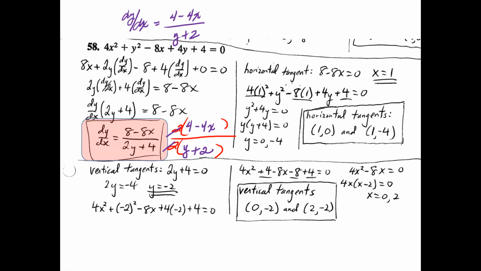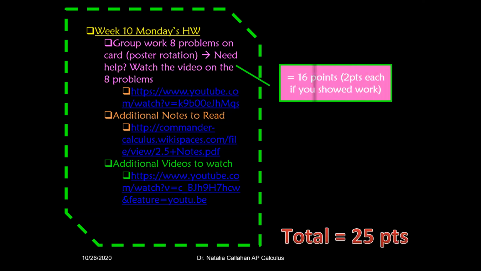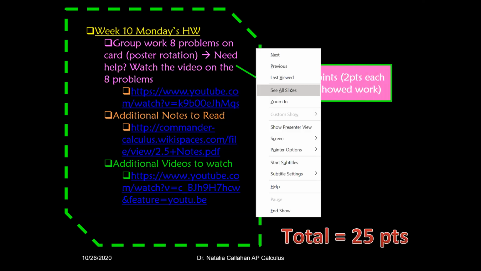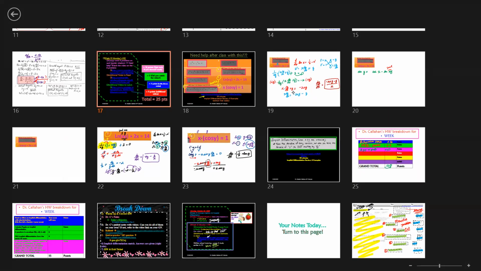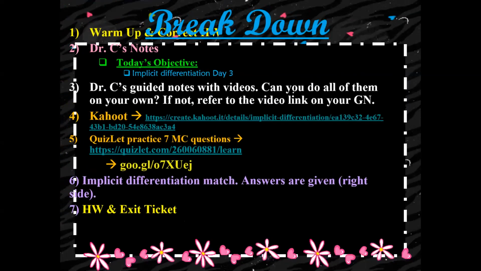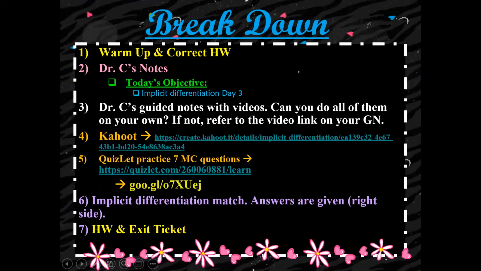I know I asked you guys to do number 58 on your own because we kind of ran out of time. All right, and then today what we're going to do is move on to the following. So we're going to go over implicit differentiation day 3. As you can see, each day we kind of build upon it to make it more difficult, a little bit more challenging.